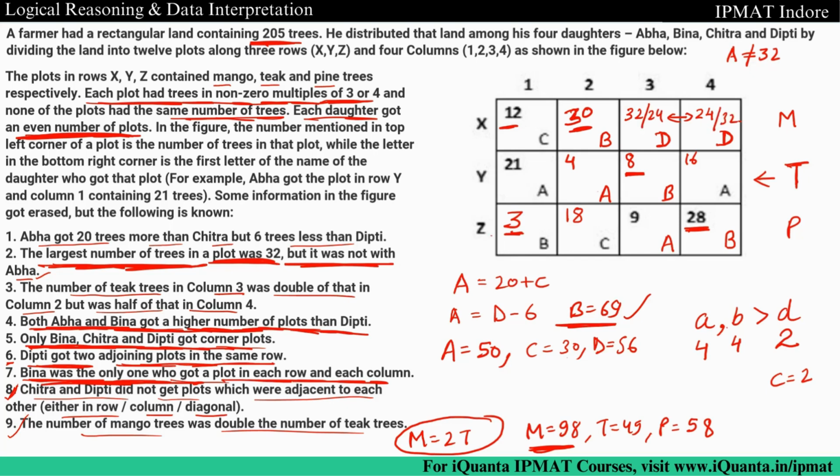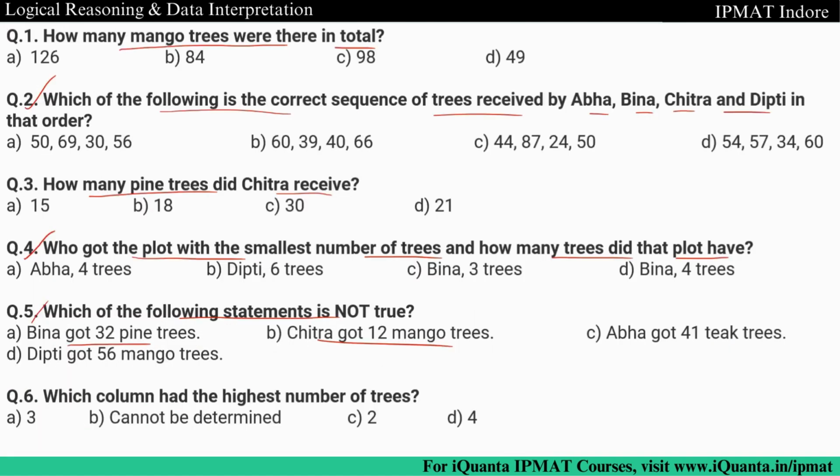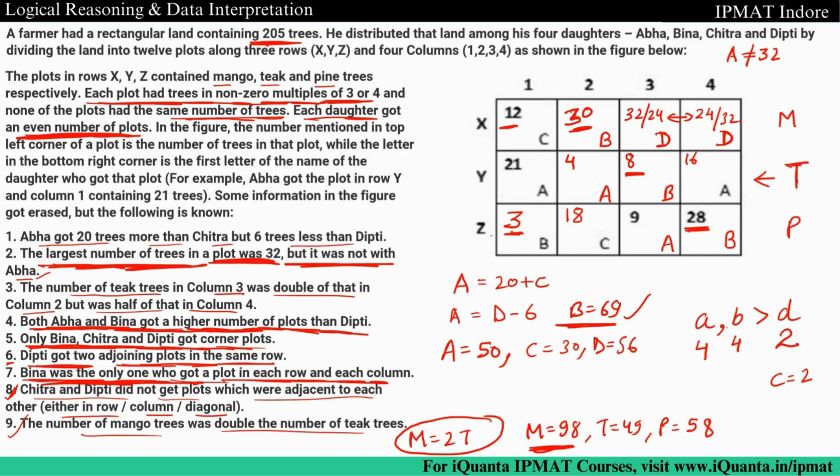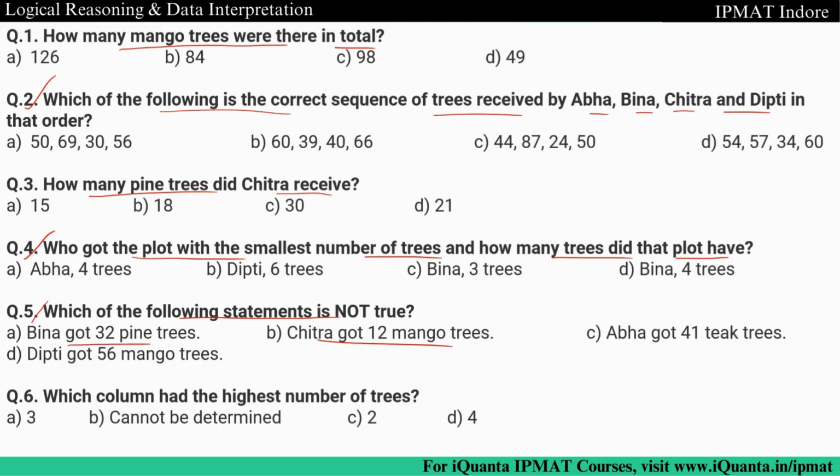So we have used all of the clues. In every particular plot we have the number of trees and who has that particular number of trees. Now we can answer the questions. Okay, let's go ahead and try to solve them. So the first question is, how many mango trees were there in total? Very clearly, in total we had 98 mango trees. So option C will be the correct answer.